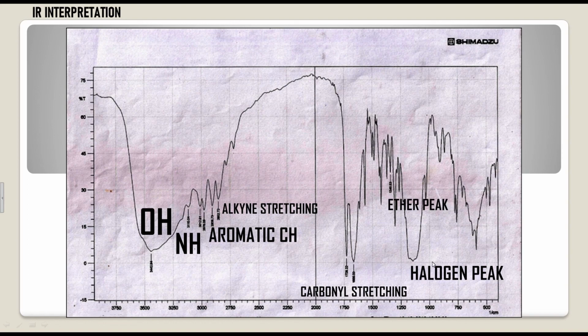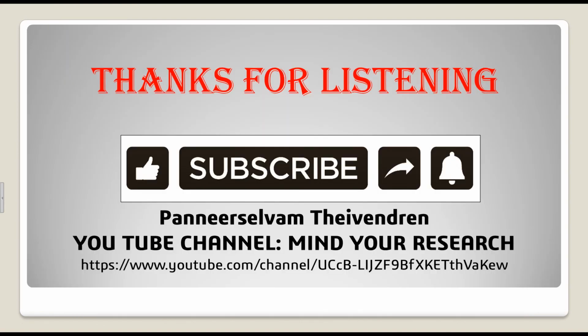If they are giving spectrum to structure, that is also okay. Structure to spectrum also okay. You can easily tell where you can get the peaks, and the peaks for what. So that's all about IR instrumentation and how to interpret the IR spectrum. I hope this video is really very useful to those who want to interpret the IR spectrum.